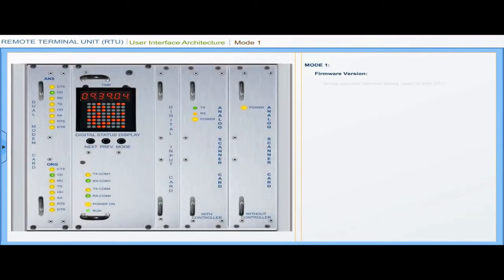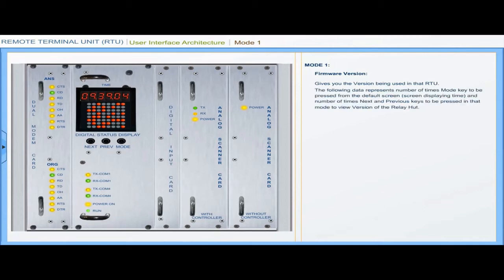Firmware version gives you the version being used in that RTU. The following data represents number of times mode key to be pressed from the default screen, that is screen displaying time, and number of times next and previous keys to be pressed in that mode to view version of the relay RTU.